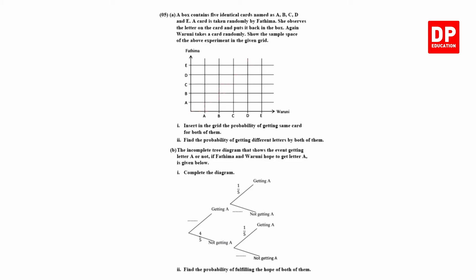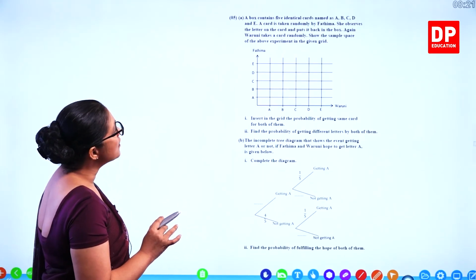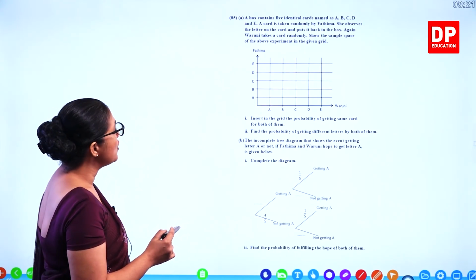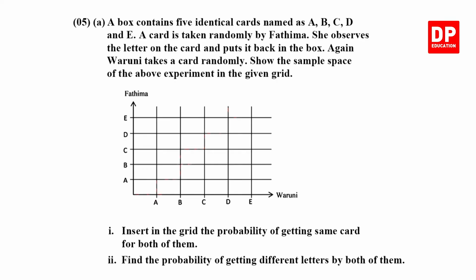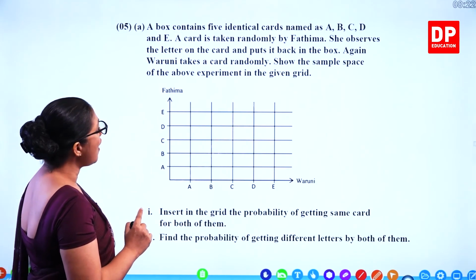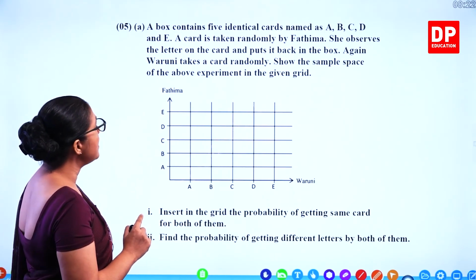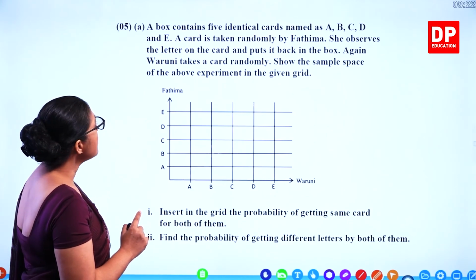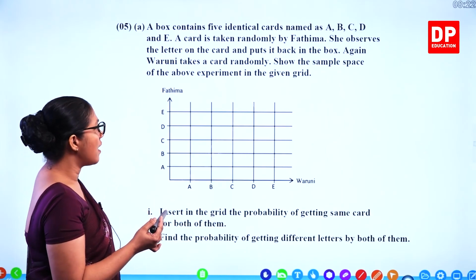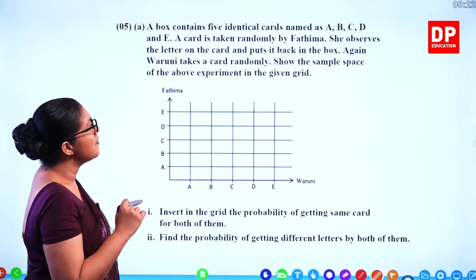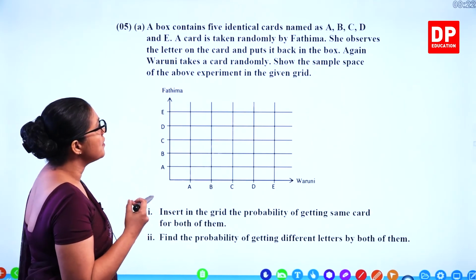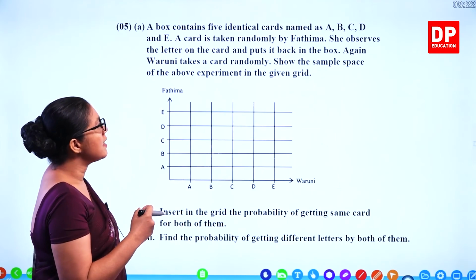This is about probability. Sample space diagram and then tree diagrams are there. So we'll do separately. Part A. A box contains 5 identical cards named A, B, C, D and E. A card is taken randomly by Fatima. She observes the letter on the card and puts it back in the box. Again, Varuni takes a card randomly. Show the sample space of the above experiment in the given grid.